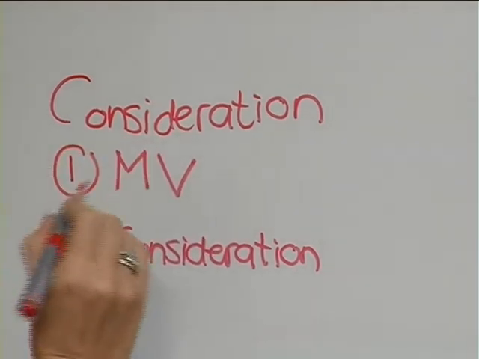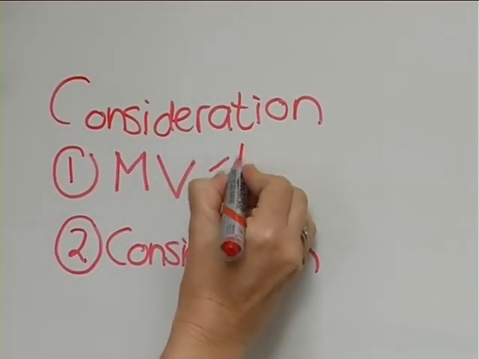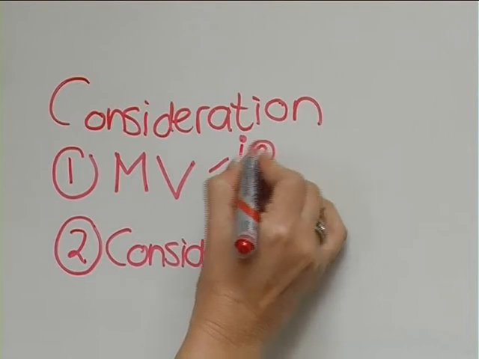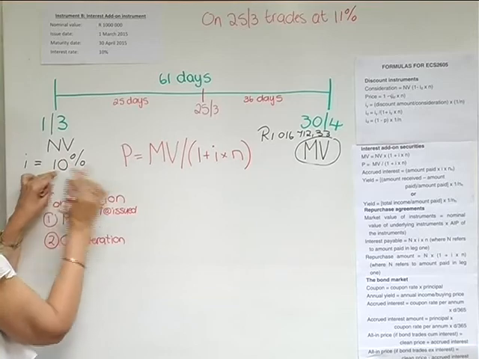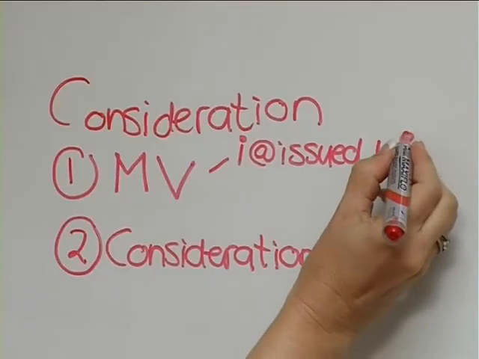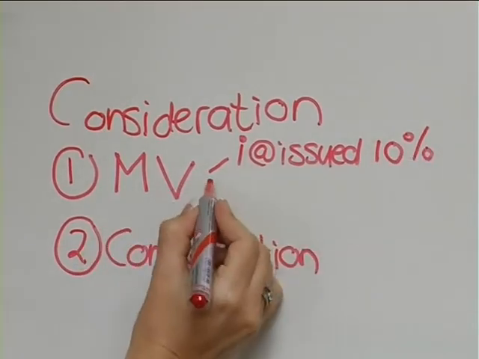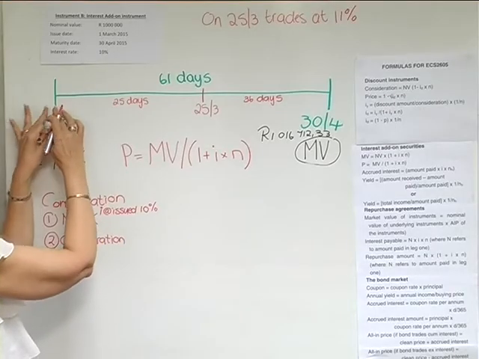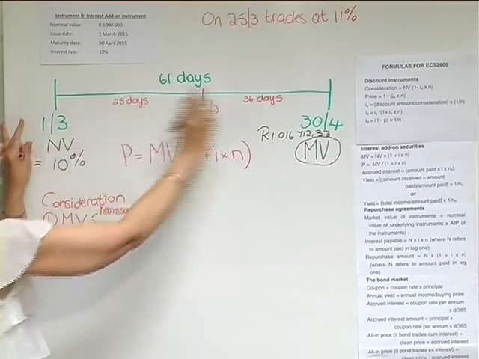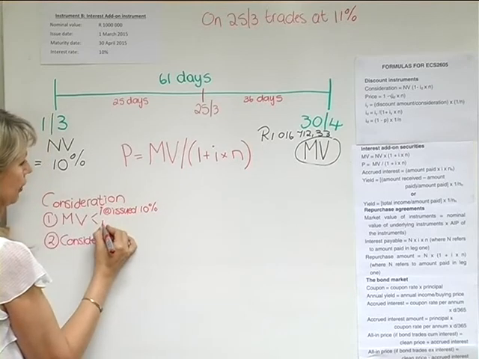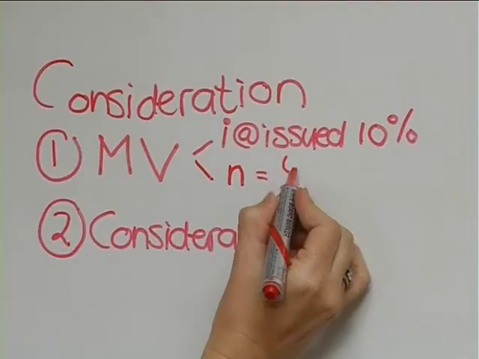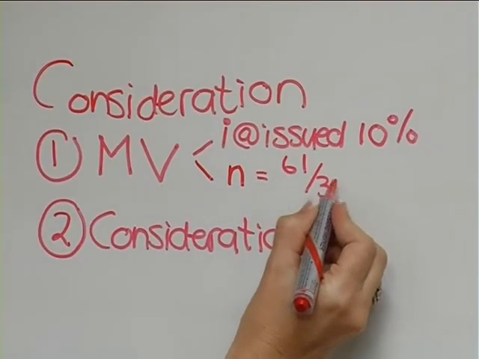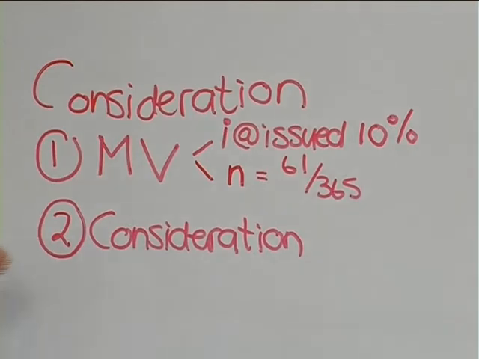Now, to calculate the maturity value, you use the interest rate at which it is issued. You will remember it was issued at 10%. And you will use the full term from issue until maturity. So to calculate N, you're going to use the full term, which is 61 days, and divide out by 365. That's what we did in the previous video clip.